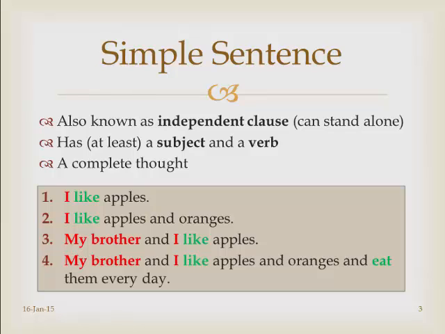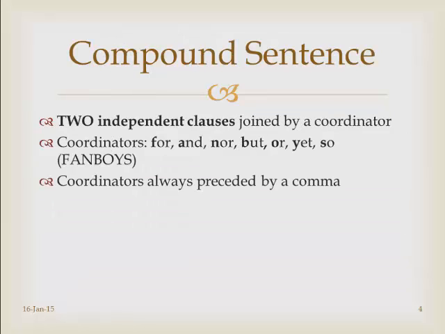Number 4, my brother and I like apples and oranges and eat them every day. The sentence has become really long now, but still, my brother and I act as the subject, with the verbs like and eat. More than one verb, but it is still one independent clause that can stand by itself. It is a complete thought, and it makes sense by itself. One simple sentence. Okay? So what about compound sentences?